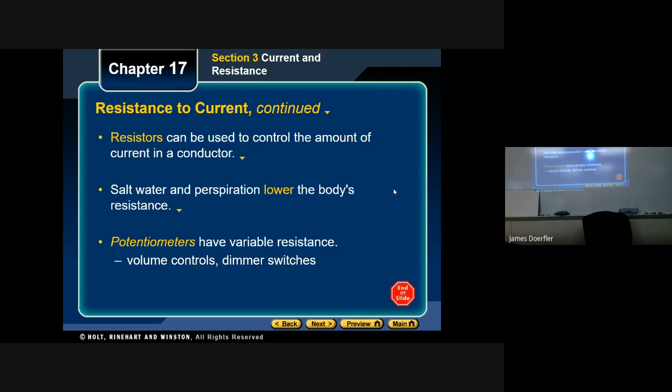Salt water and perspiration all lower the body's resistance. That is one of the main reasons why, in a thunderstorm, you don't want to be found in water. First off, salt water obviously contains what? Salt, yes. And going back to chemistry days, what happens when a salt gets dissolved in water? They break down into their ions.